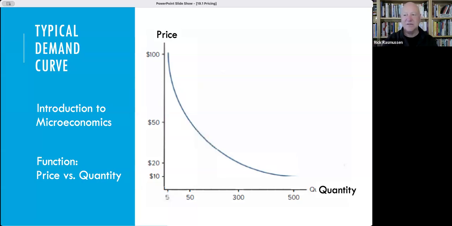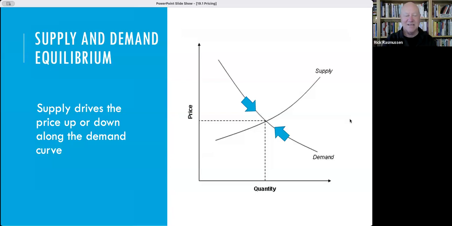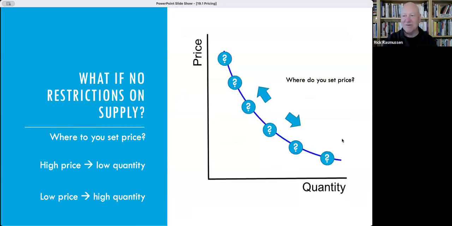In microeconomics, they will tell you, oh well, the price is set at the intersection of supply and demand. No, because you don't really have a limited supply, or your industry probably doesn't have a limited supply. And so this is not going to happen. Because of that, you're sitting here with a naked demand curve. And then where do you go? Are you the high price person? Are you the low price person? What makes the most sense?